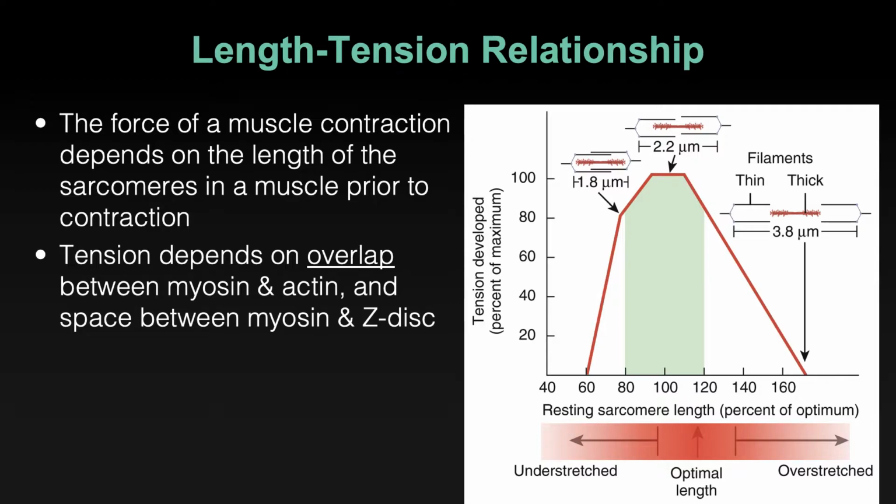Somewhere in the middle, though, there is just enough overlap. The Goldilocks zone. Overlap is just right. There's enough myosin, enough actin that cross bridges can form. There's enough space that it can shorten, and we generate peak tension.